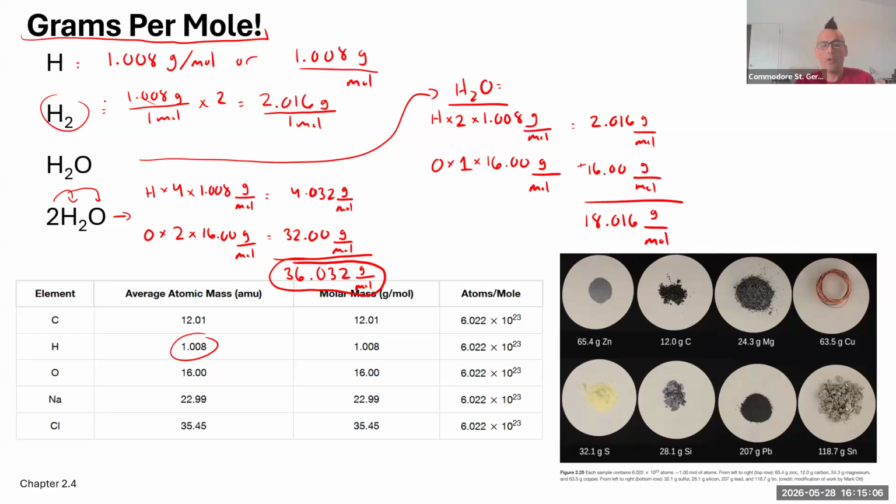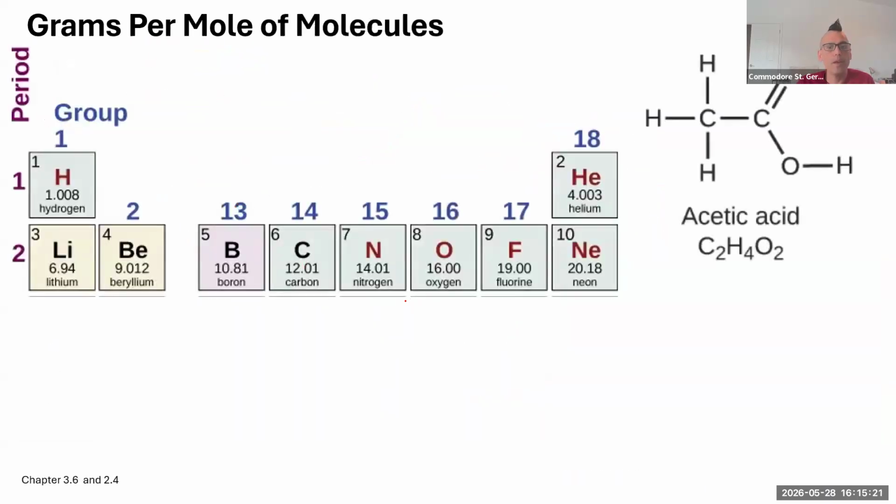All right. So we know how to get these off the periodic table. We have to know how much, sorry, oxygen's right here. And again, we're using the grams per mole. So let's use this column. Even though they're the same number, let's just stay focused on the molar mass. All right. Grams per mole of these different molecules. So let's try this. Acetic acid, right?